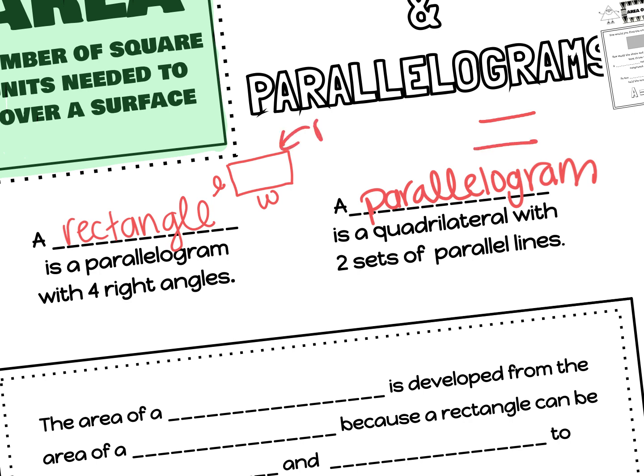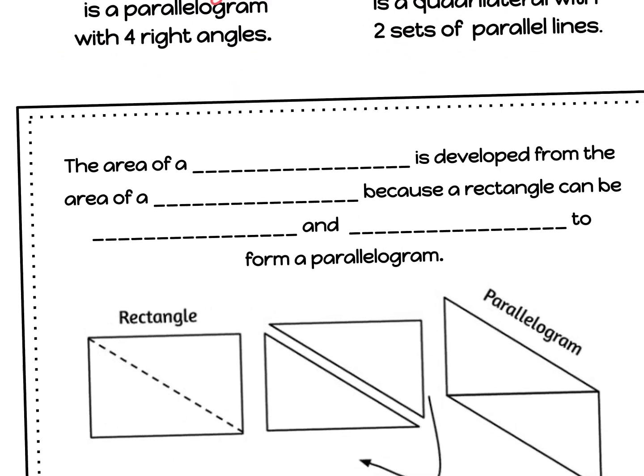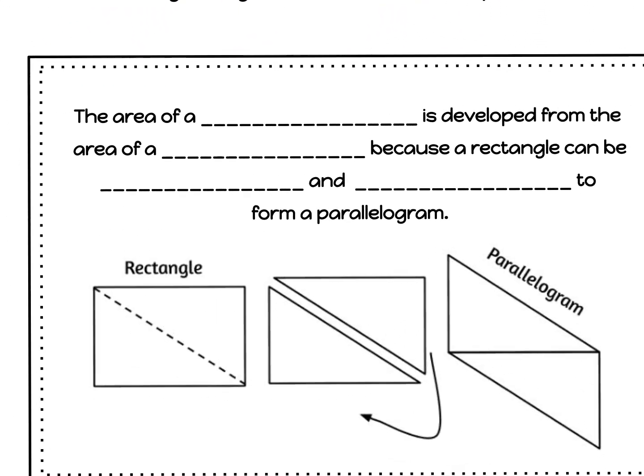This right here is a parallelogram, but this right here is also a parallelogram. But if you notice, this right here isn't a rectangle because it doesn't have those 4 right angles. Okay, so if we look at this, I have a rectangle right here.